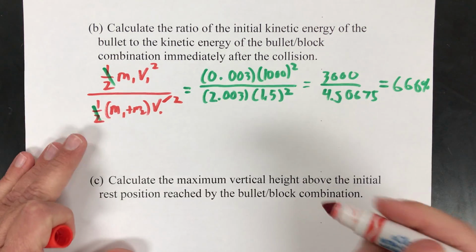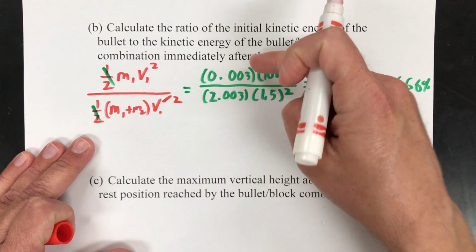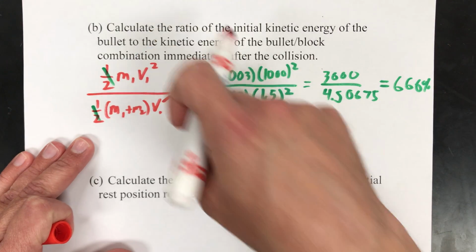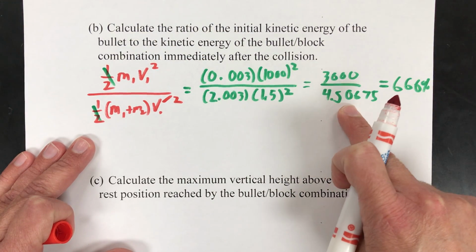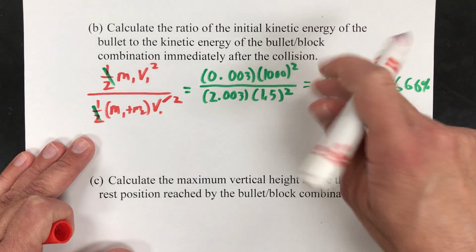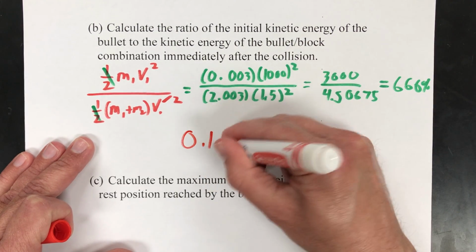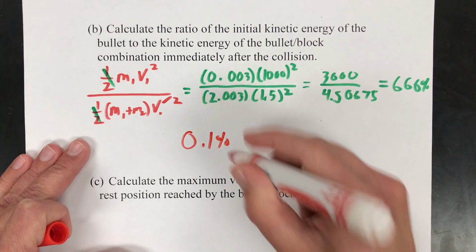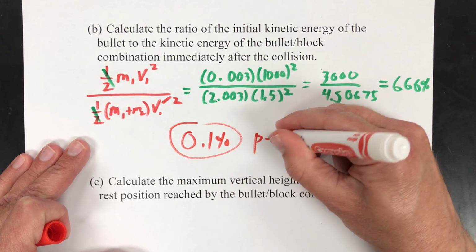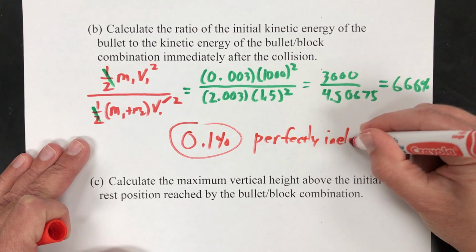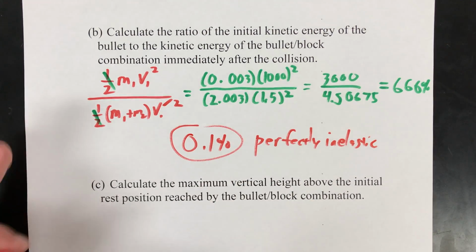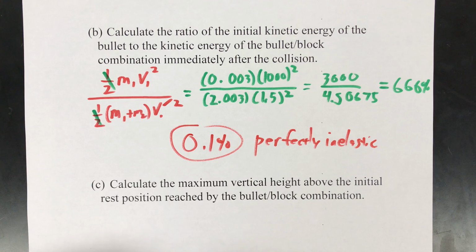Now, I actually think the way they phrase this question is a little unlike they typically do in this one. Normally, they'll do it flip, so the ratio of the energy afterwards to the energy before. So if we flipped that and did 4.50675 divided by 3,000, then we'd only get 0.1%. And the reason I bring that up is that this shows that this is a perfectly inelastic collision, which means it is going to lose energy. In fact, it's only got 0.1% left of its original energy there.